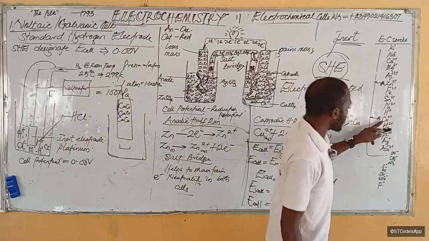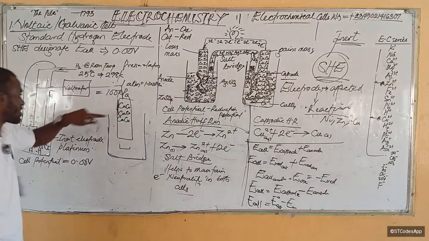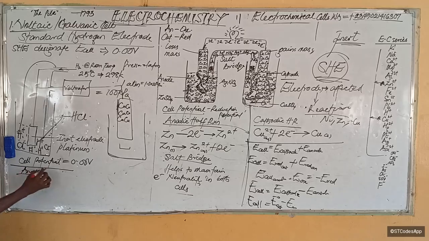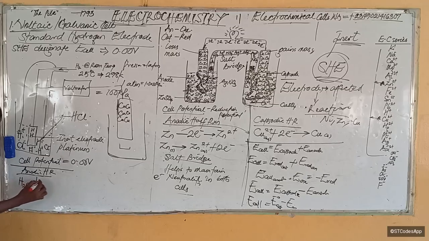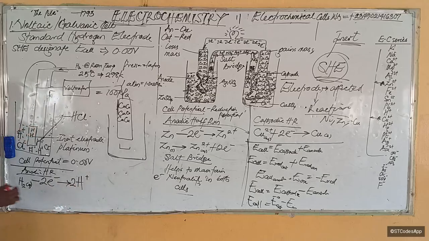Now, look at it here. Hydrogen is higher in the series. Copper is lower in the series, isn't it? Since copper is lower in the series, then hydrogen will be the one to give this guy electrons. So when this guy gives that guy electrons, the anodic half reaction becomes H plus. Hydrogen gas will donate electrons to this guy. They will lose electrons, so that will be minus 2e minus to give H plus ions.